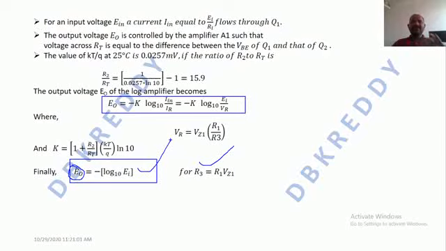We are making use of the logarithmic amplifier. If you see this, the output voltage E0 equals the log of EI. I'm not considering all the factors. It is a log of EI. Okay, so this is all about your logarithmic amplifier.